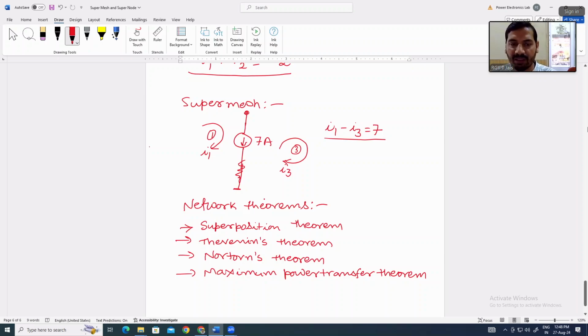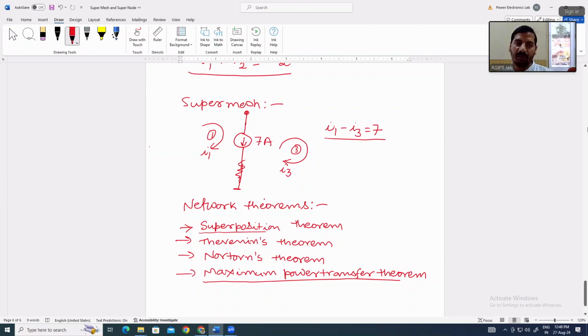Okay, maximum power transfer theorem is the special theorem where you will identify for what condition the maximum power will be transferred from the source to the load side. Means if the source is delivering power to any load, how much maximum power can the source transfer to the load, and for that what will be the condition.